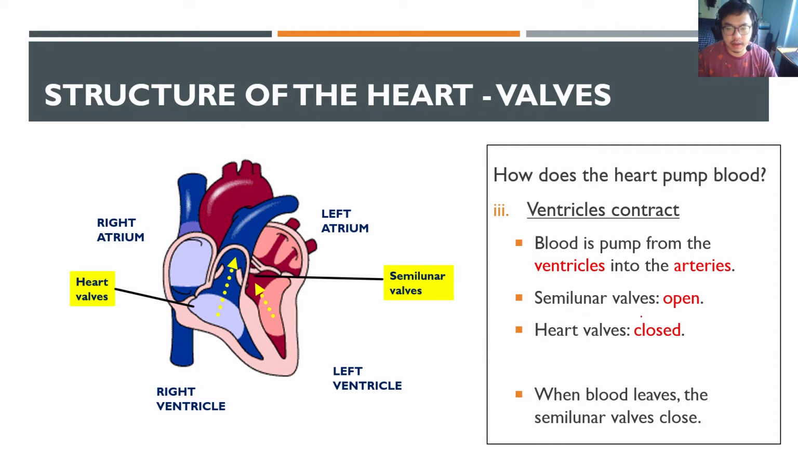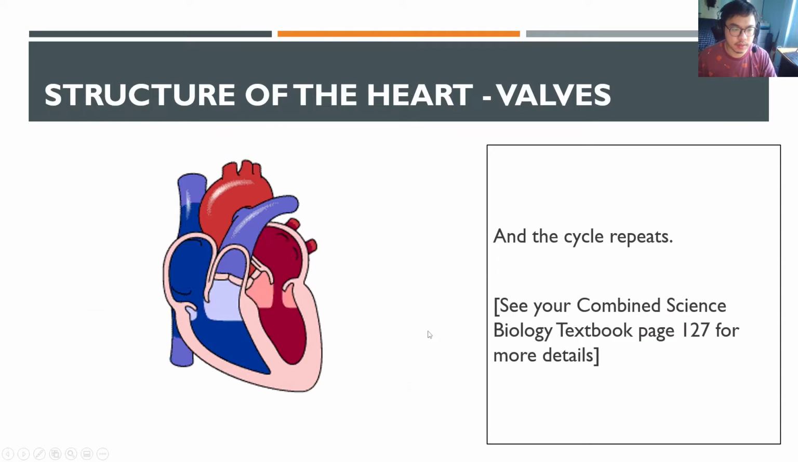The semilunar valves are open. So the valves here you can see are open, whereas the heart valves are closed. You can see this one is closed, this one is closed, so that it prevents the blood from going back to the atrium. So when blood leaves, the semilunar valves close. So on the whole, it looks like this, okay?